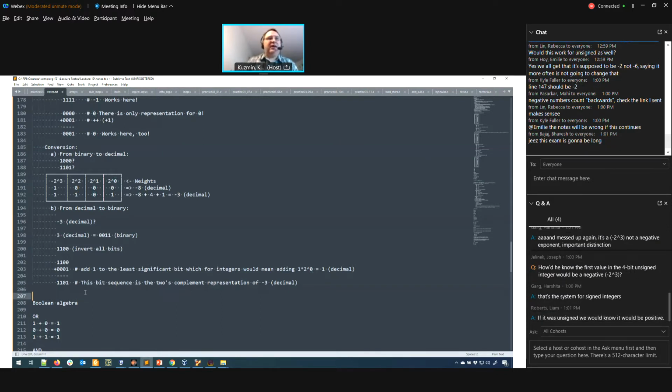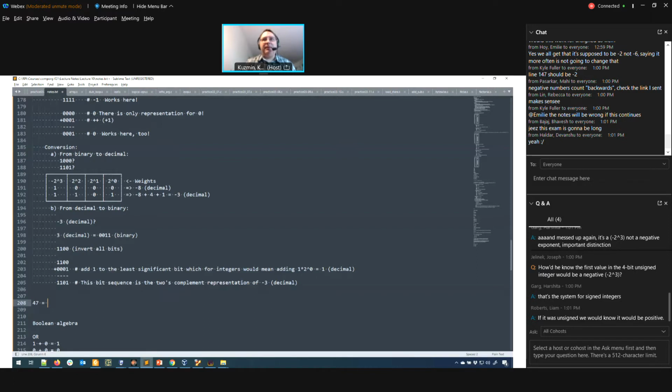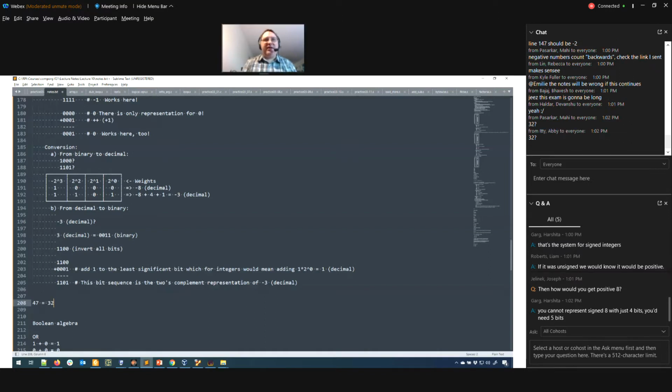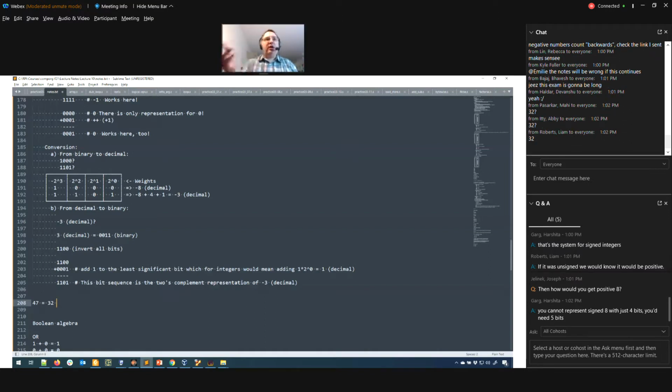Okay, so if we have, I don't know, 47, right? How do we represent it? Well, we have to get the largest power of 2, which is less than 47. What would that be? 32, exactly, right? Because the next one would be 64, and if we start with 64, there's no way we can make it down to 47. So we have to start with the largest power that is smaller than our number. And then we have to add more stuff to make it 47.